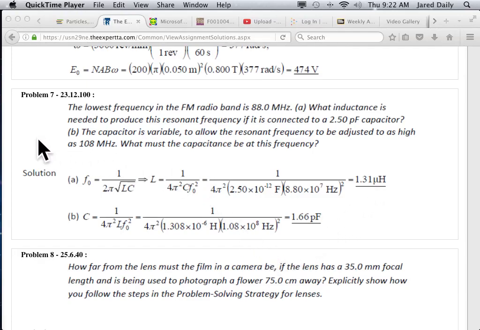And then in part B, it says the capacitor is variable to allow the resonant frequency to be adjusted as high as 108 megahertz. What must the capacitance be at this frequency? You're using the same equation, but this time you're going to solve for C with your frequency at 108 megahertz, and you get 1.66 picofarads. So it's the same equation twice with different things known and solving for different unknowns. So that's problem 7.